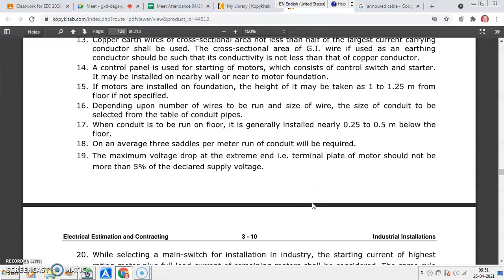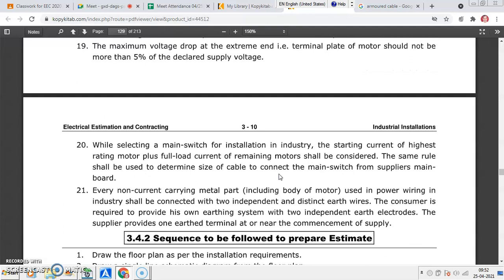How many to install? Generally, 3 you can have. You may have more, but a minimum of 3 should be there. Maximum voltage drop should not exceed 5% to the last motor that is supplied. And while selecting the switch for the installation in industry, the starting current of the highest-rated motor plus the full load current of the remaining motors shall be considered.